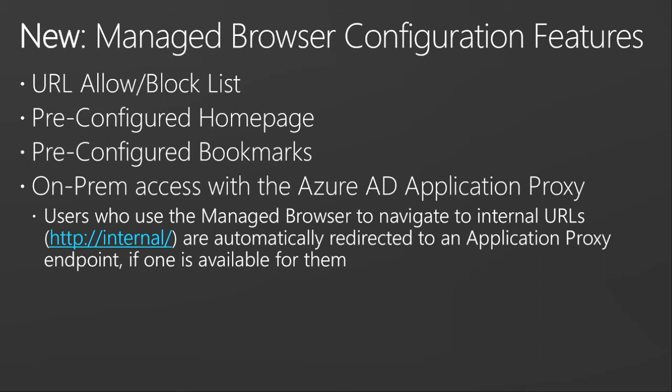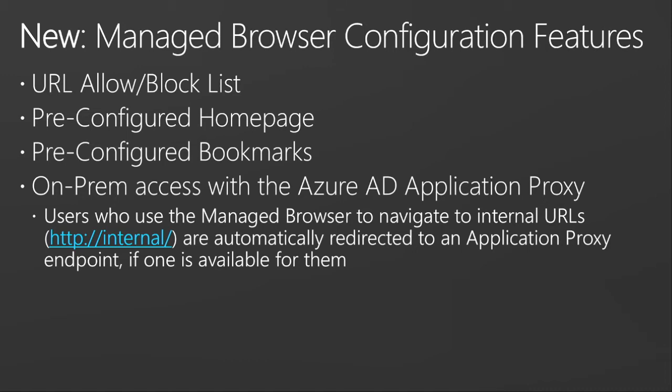But the most interesting feature, in my opinion, that the managed browser supports out of the gate using app config is on-prem access to on-prem apps using AAD app proxy. So again, the managed browser is receiving a configuration that says, go map all of our internal URLs according to what we've configured in AAD app proxy to the app proxy URLs. And only those URLs will be able to access through the managed browser.